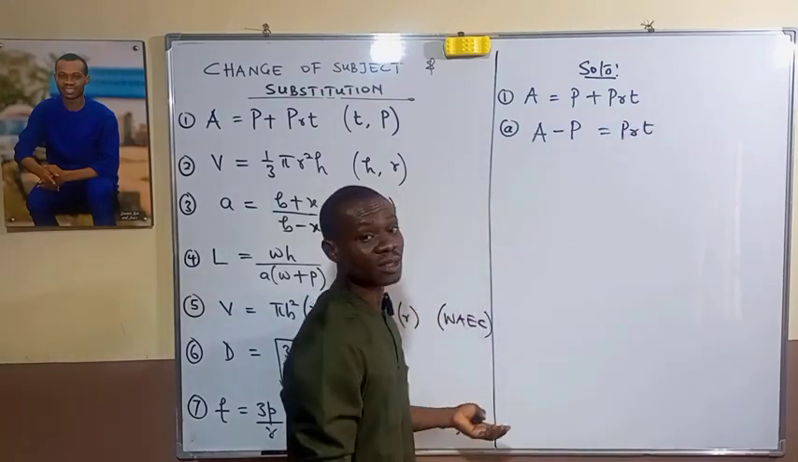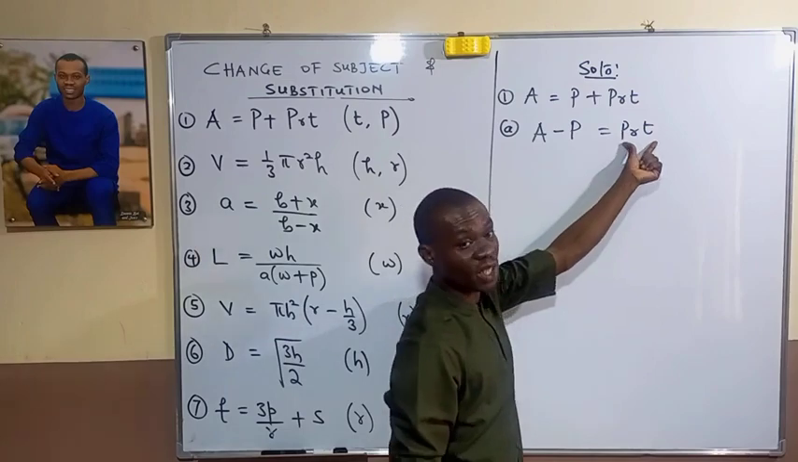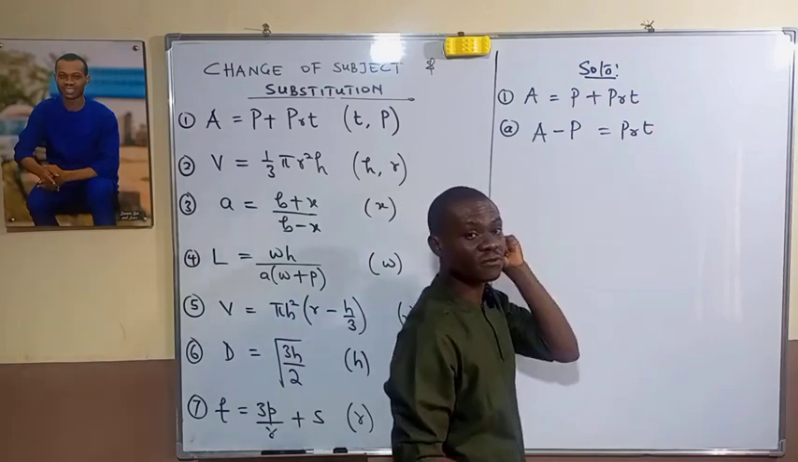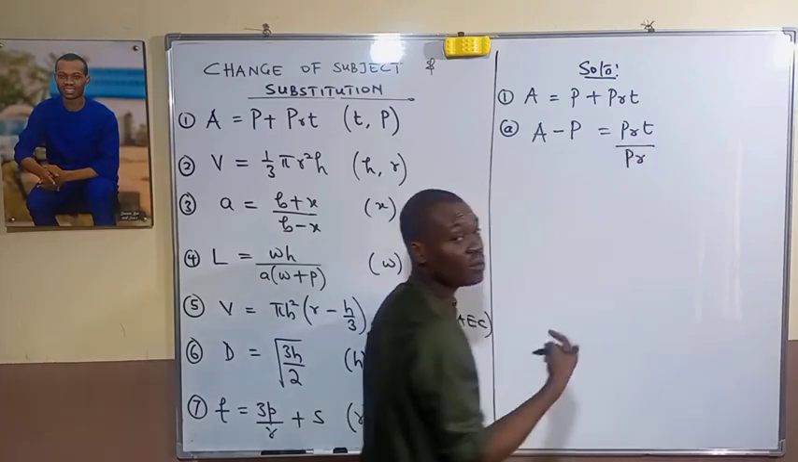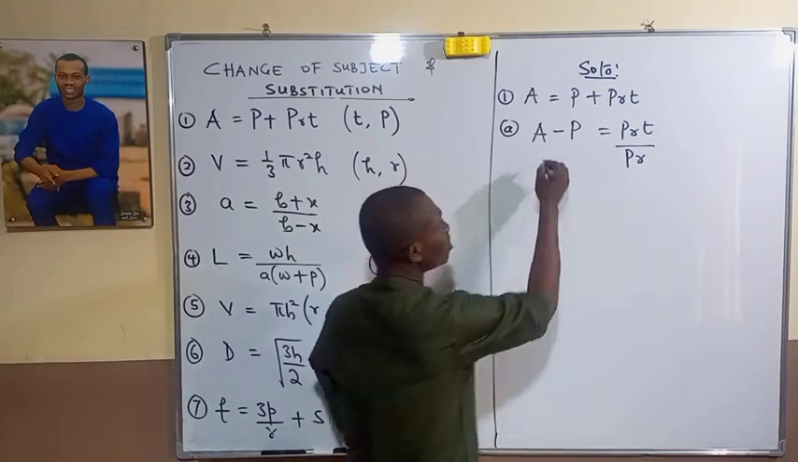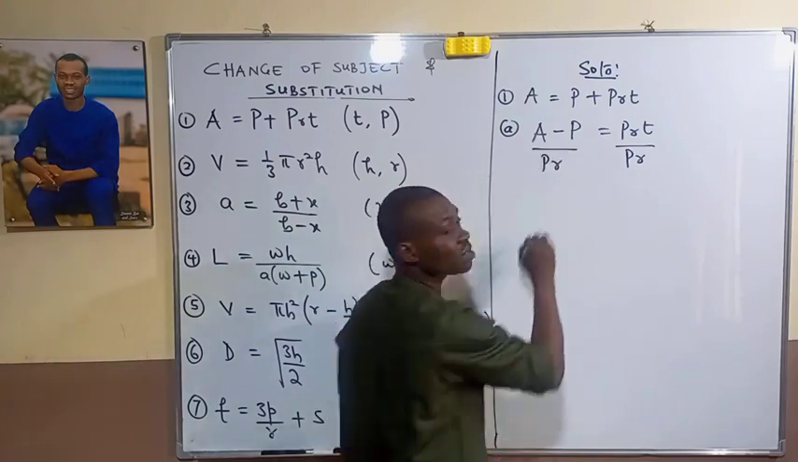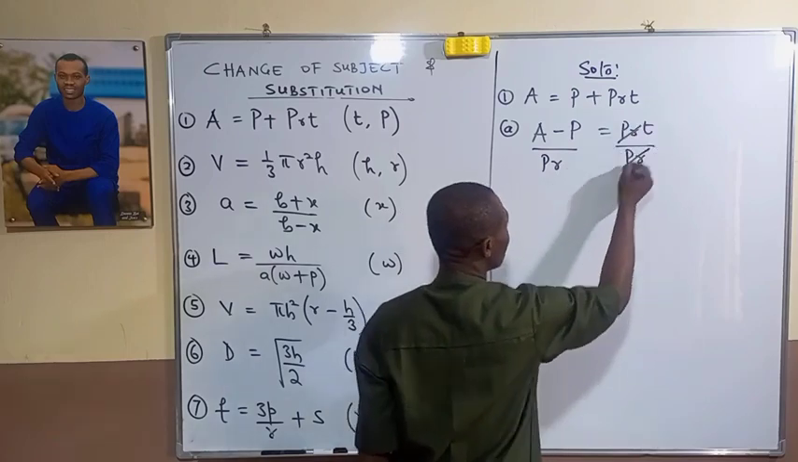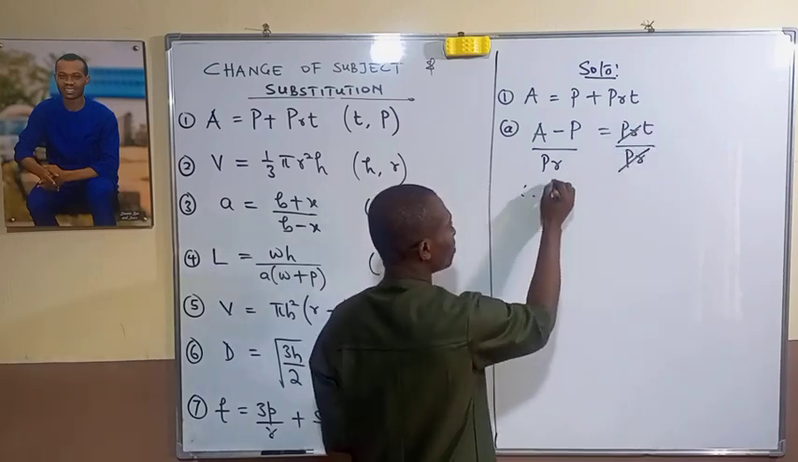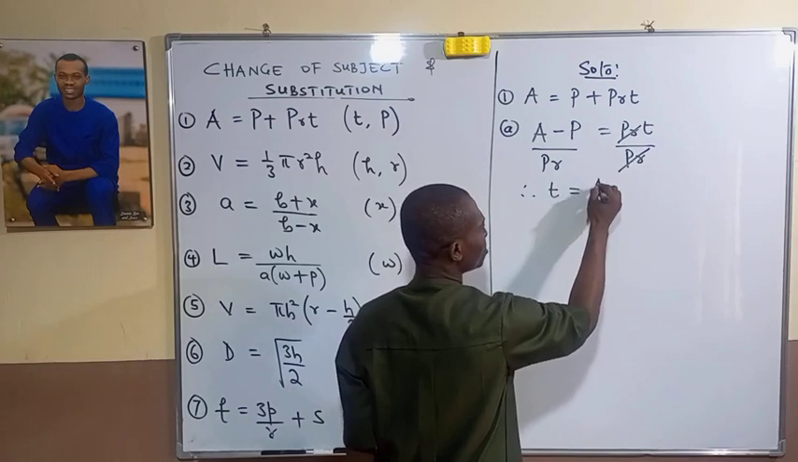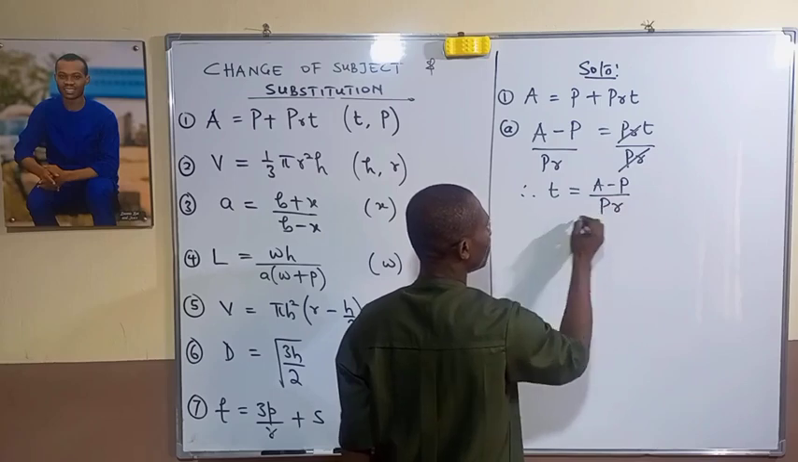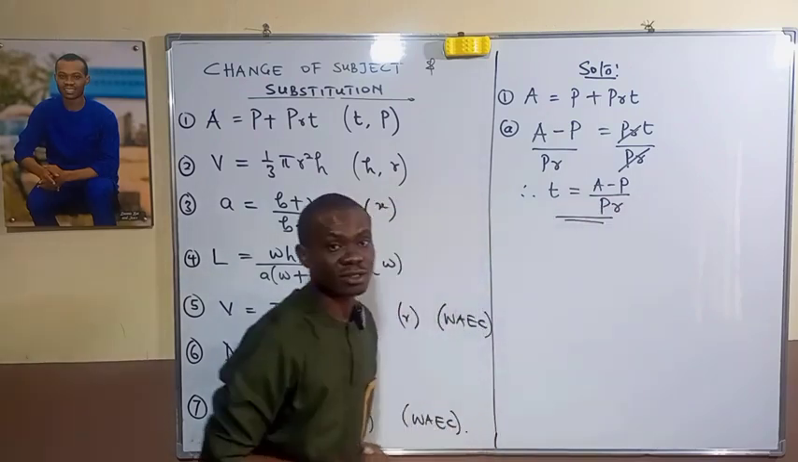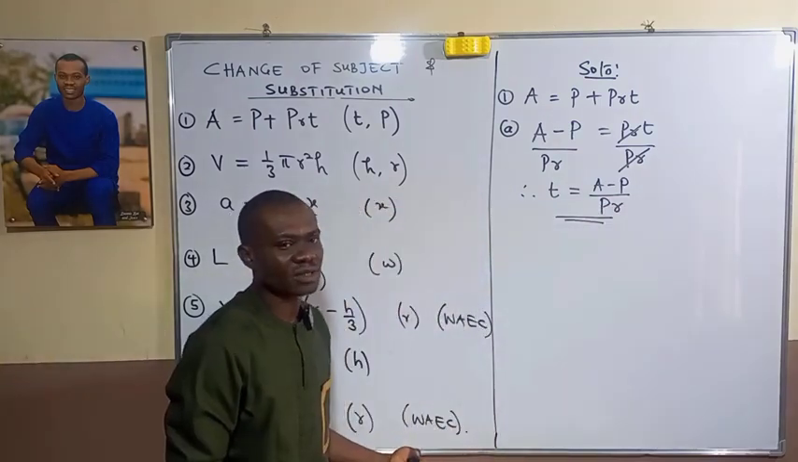So that will be A minus P equal to PRT. Now here you have PR as the coefficient of T. To remove a coefficient, all you need to do is divide both sides by that coefficient. So I will divide both sides by PR and cancel out PR. Therefore, my T alone is equal to A minus P all over PR. And that is your solution. It's that very simple.